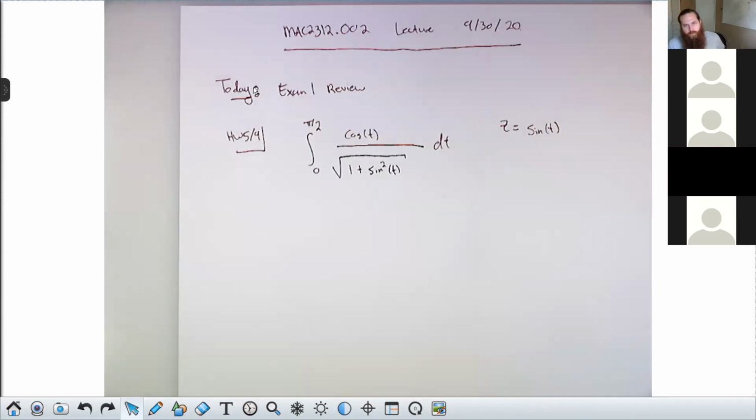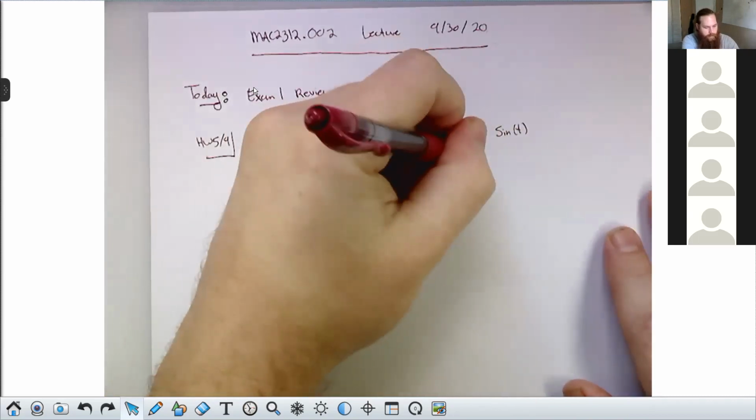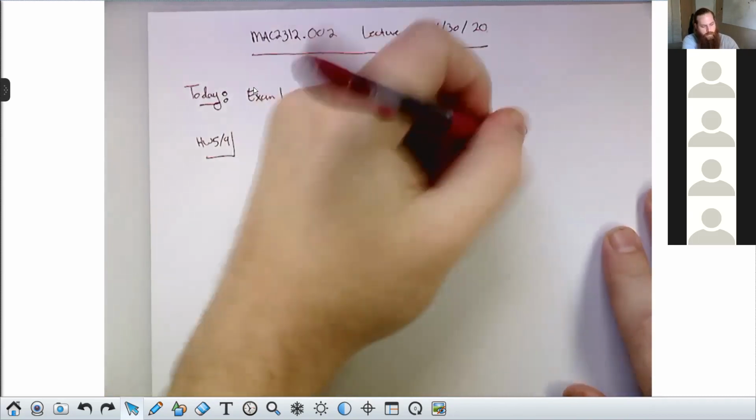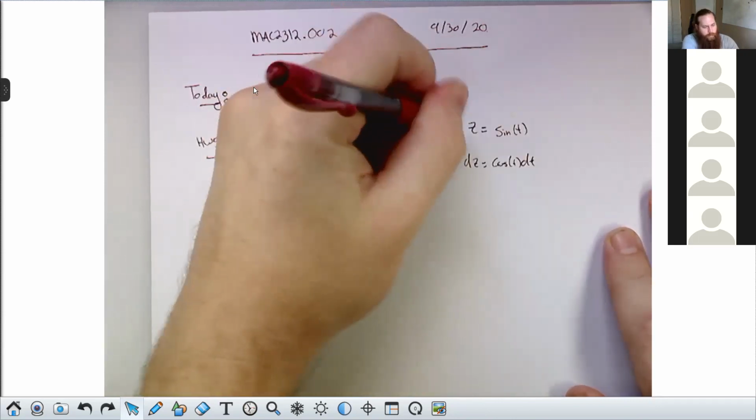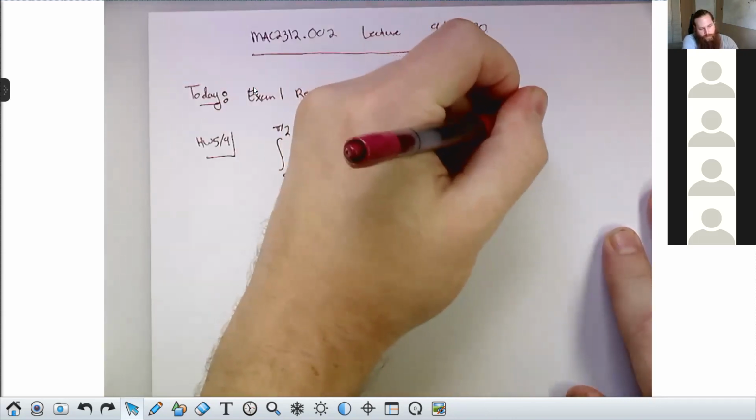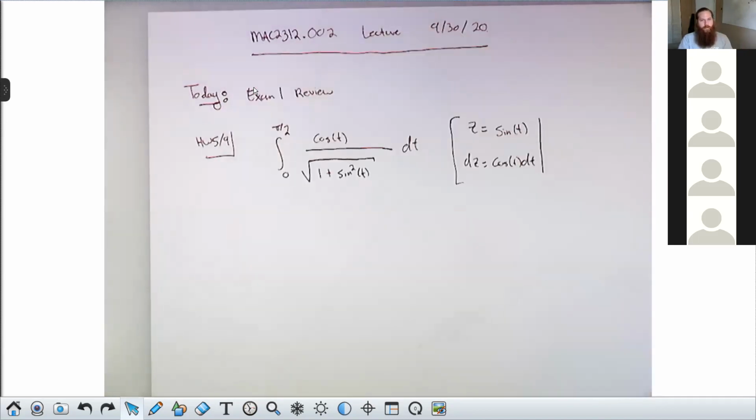So dz will be cos t dt. That's all well and good. I'll also need to change my bounds. And this problem is a good example of why you really do need to change your bounds. Because if we tried to do this as an indefinite integral, I'd have to chase back through 2 substitutions before evaluating, which would be a nightmare.